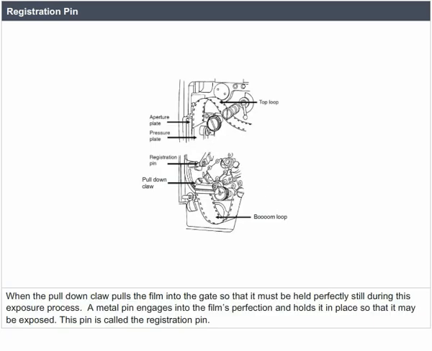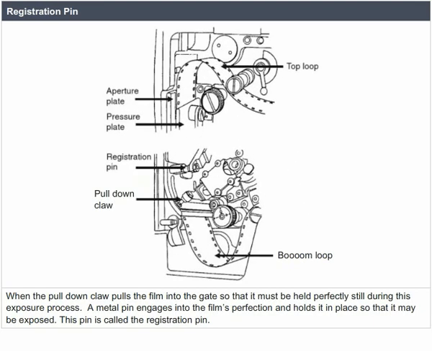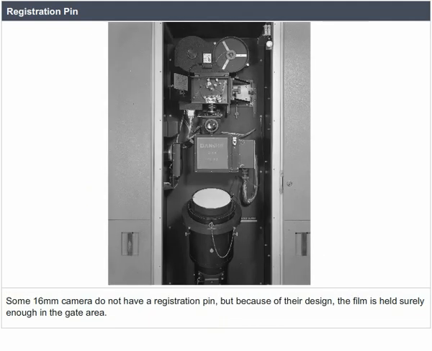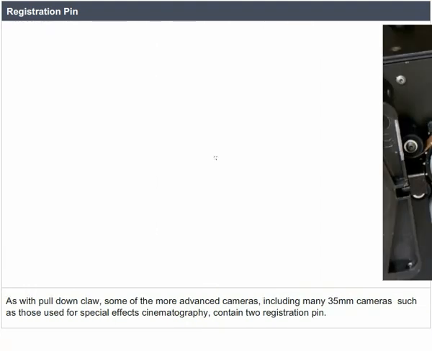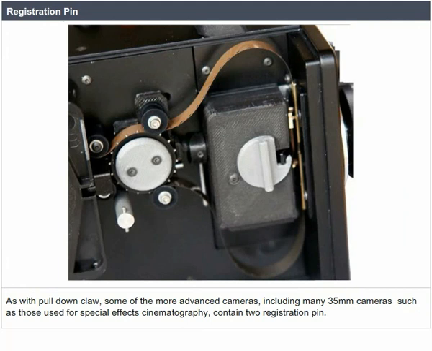Registration pin. When the pull-down claw pulls the film into the gate so that it is held perfectly still during the exposure process, a metal pin engages into the film's perforation and holds it in place so that it may be exposed. This pin is called the registration pin. Some 16mm cameras do not have a registration pin, but because of their design, the film is held securely enough in the gate area. As with the pull-down claw, some of the more advanced cameras, including many 35mm cameras such as those used for special effects cinematography, contain two registration pins.